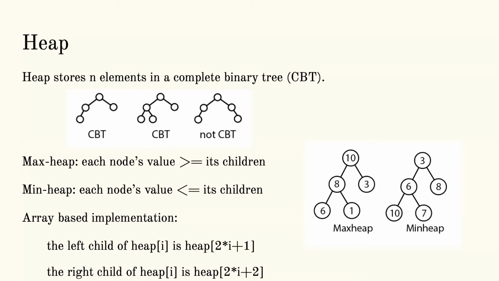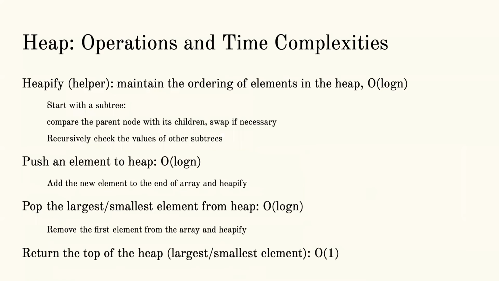Usually we use a data structure like an array to implement a heap. Given a node with index i, you can quickly find its left child and right child just by multiplying the index i by 2 and then adding either 1 or 2. And then let's see the basic operations for heap and the time complexities. Usually in heap operations, you have a helper function called heapify, which means maintaining the ordering of the elements in the heap. And the time complexity for heapifying is log n.